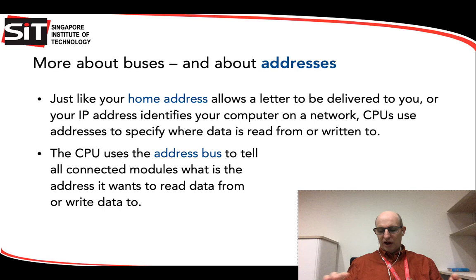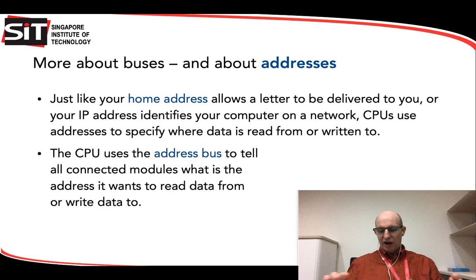And it's the same with the CPU. The address is a word of data. Usually it's 32 bits in a 32-bit processor. And that 32 bits of data identifies which peripheral, and inside that peripheral, which piece of information. If the peripheral is memory, it is an array of data. And inside that array of data, one of those items will be the one that is identified.